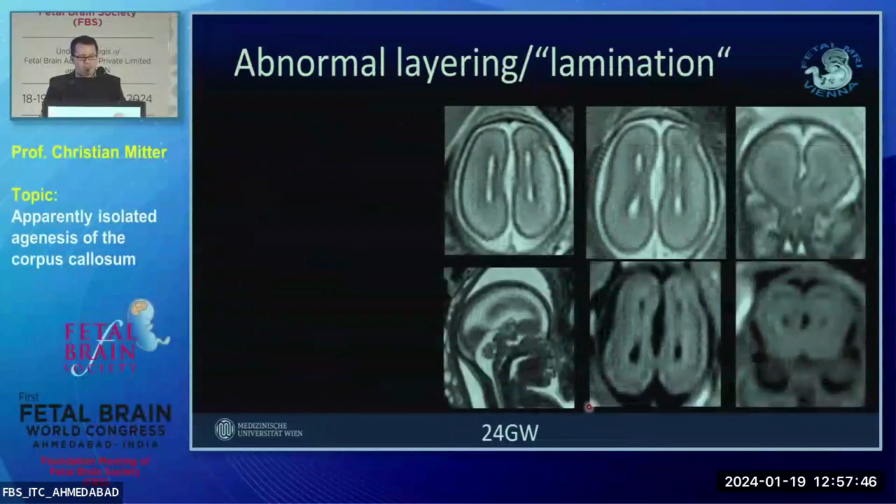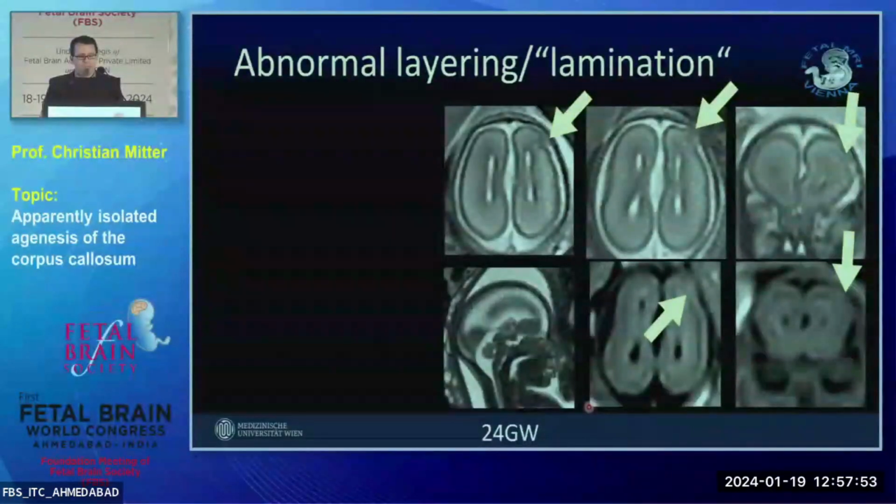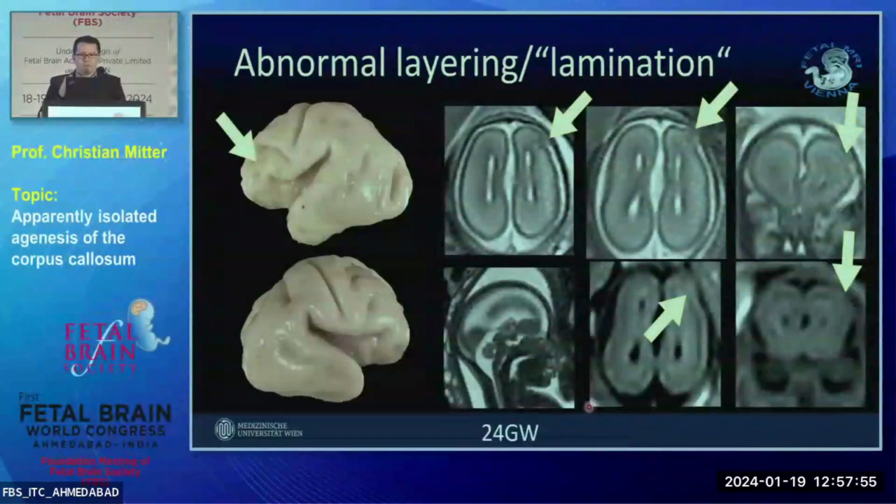This is a fetus with a callosal agenesis with a focal cortical malformation here, and then abnormal lamination here in the left frontal lobe. Now, no one would diagnose a fetus like that as an isolated corpus callosum agenesis. It's clearly an associated corpus callosum agenesis, but there are also more subtle abnormalities in lamination that can be found with MRI and which were typically included in the isolated callosal agenesis cohort.